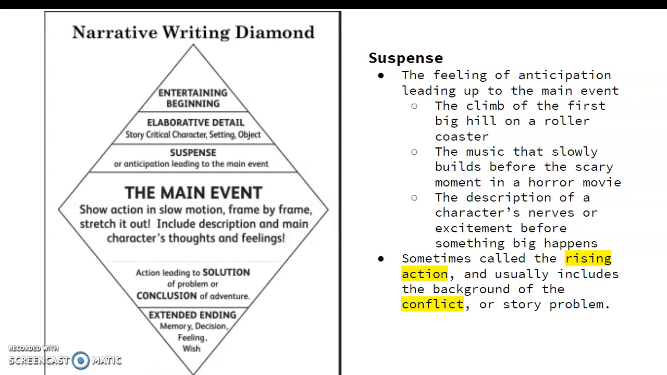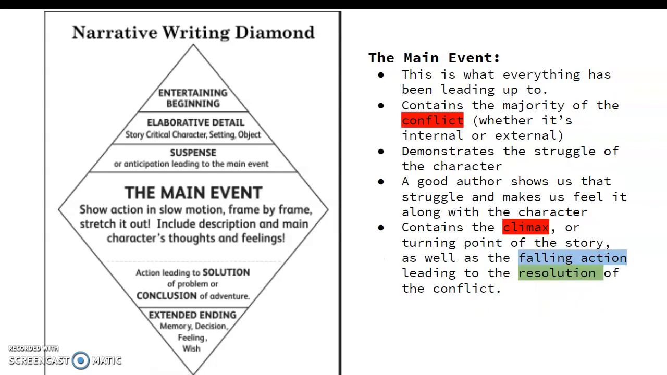In reading class, you might be calling that the rising action, and it's the beginning of that conflict or that story problem. The main event, I want you to notice, is a huge chunk of this. That's the majority of our story. This is where everything has been leading up to. It contains the majority of the conflict, that story problem, whether that conflict is internal, am I brave enough to jump off this diving board, or it's external, like in a story where a character is battling another character.